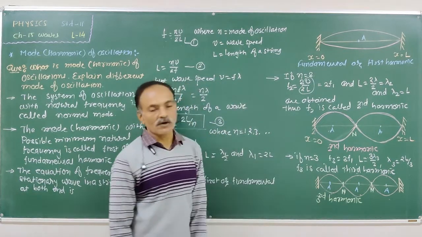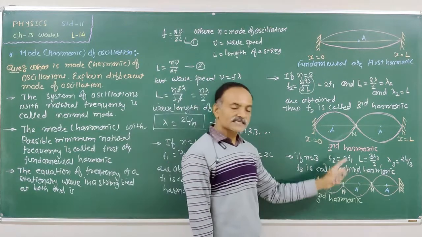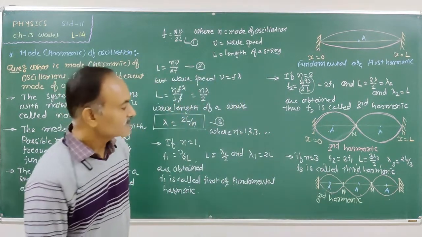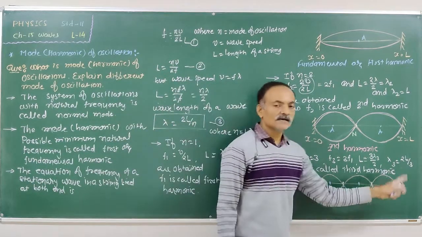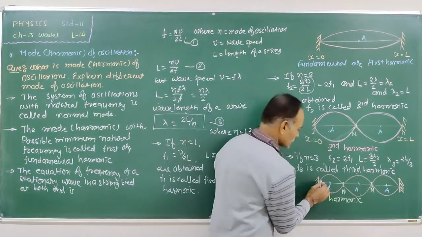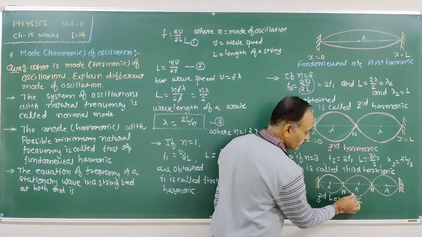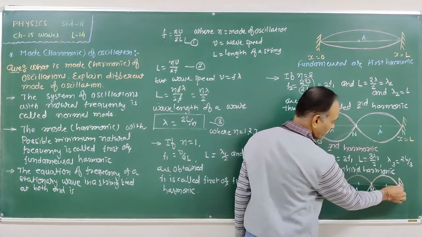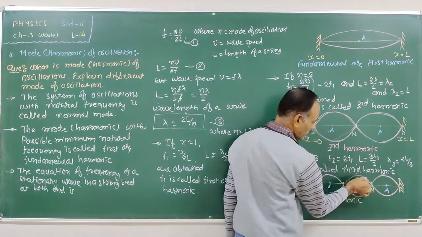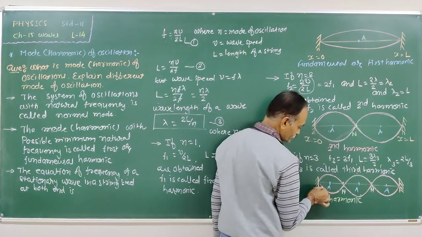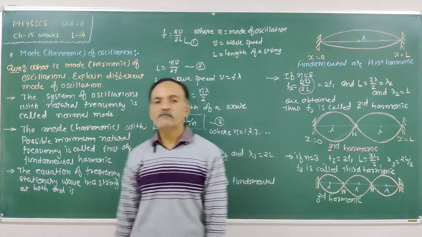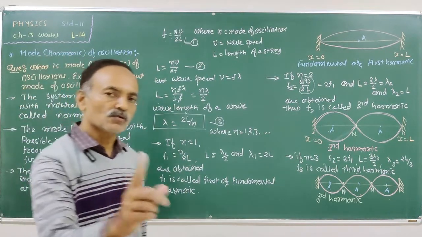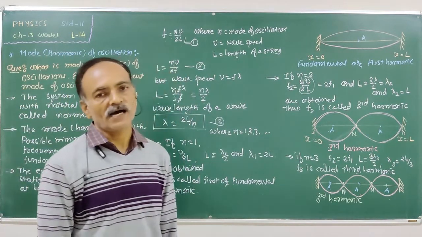So here the F3 is called the third harmonic, and when the string is oscillated with the third harmonic, the pattern of the stationary wave generated in the string is shown in the figure. So there is the first half wave, the second half wave, and the third half wave. This is reflected on the rigid support, so there is the reflected wave. So this type of stationary wave pattern is formed in a string when the string is oscillated with the third harmonic.